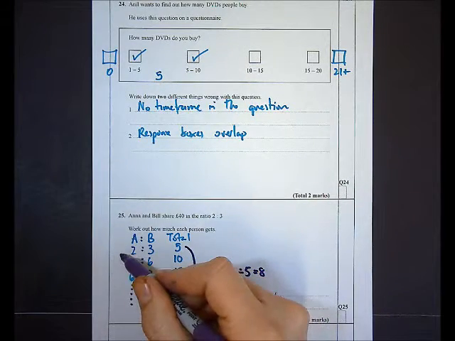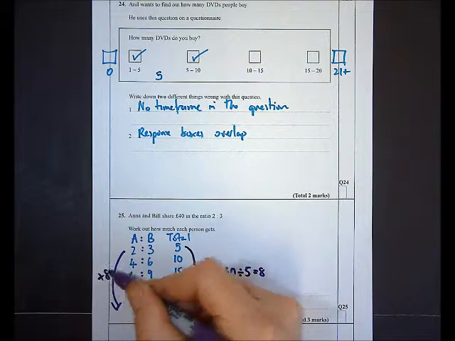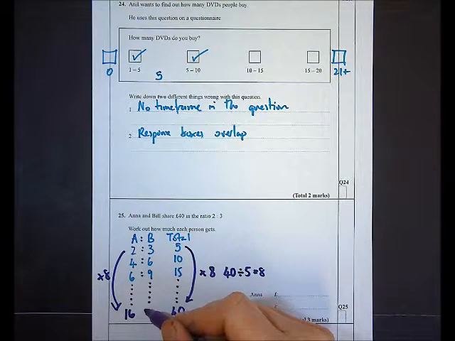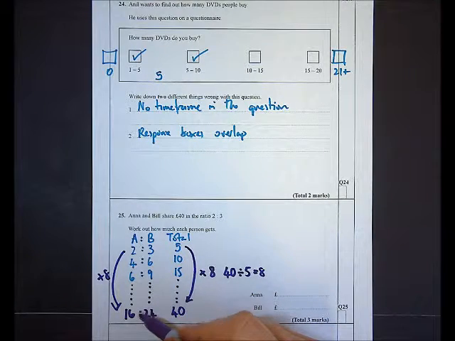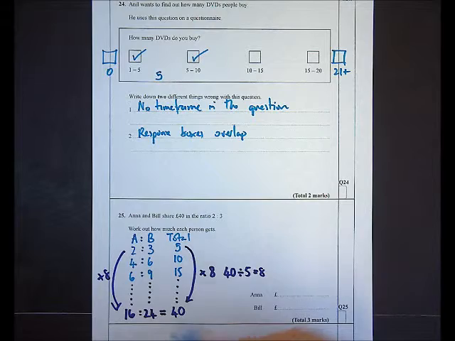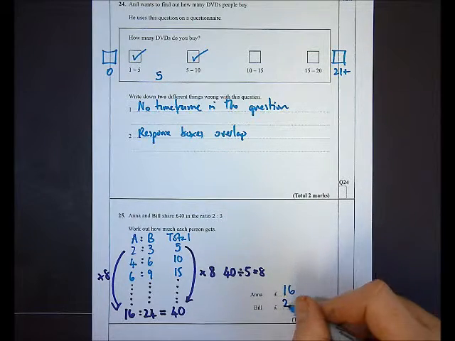And then it's a case of multiplying both of these numbers by 8. So 2 times 8 would be 16, and 3 times 8 would be 24. And 16 add 24 does still come to 40. So Anna gets £16 and Bill gets £24.